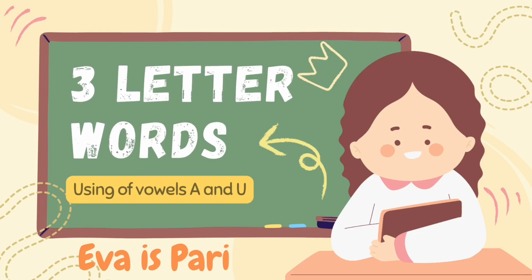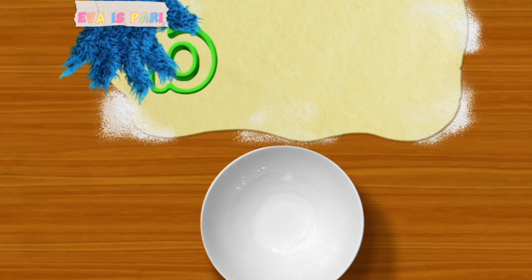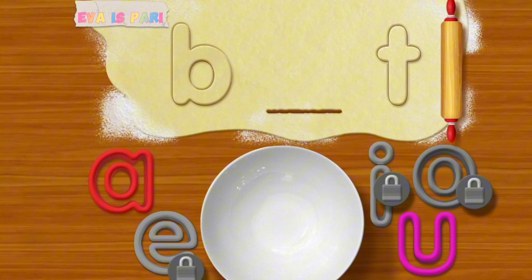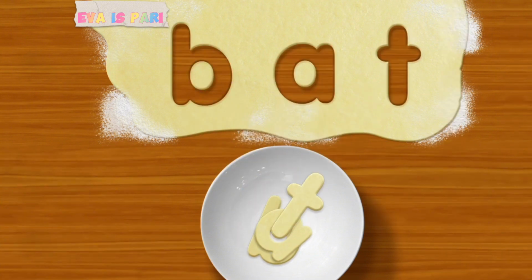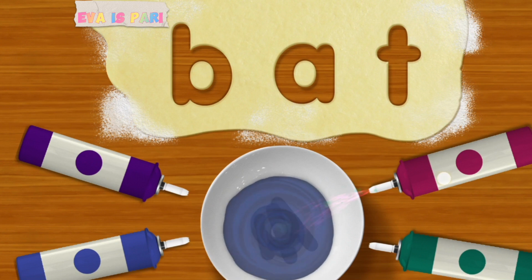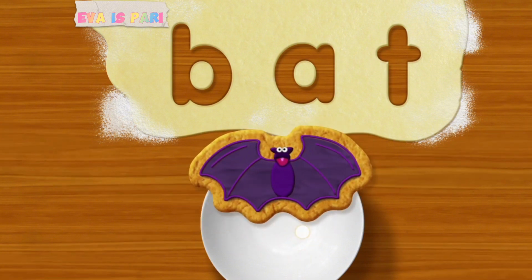Hey kids, let's make three-letter words with vowels A and U. Read with Ava. B, T. What is missing? Correct. It's A. B-A-T. Bat. Mix it, mix it, mix it, mix it. The bat cookie is ready.